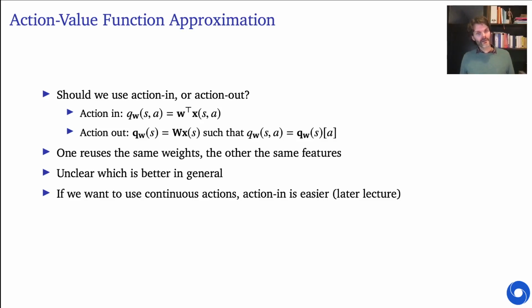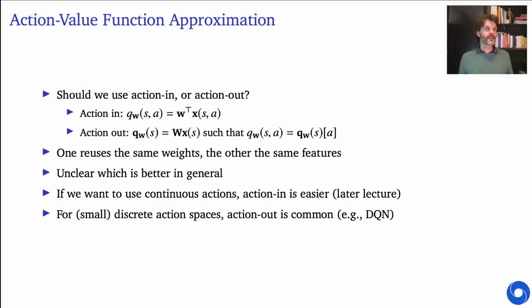You can do that by having an action in network, or there are other ways you could do that if you want to do something similar to an action out network, but we won't go into that here. I just wanted you to be aware of these choices, which are in some sense representation choices. We're picking our function class, and even if we restrict ourselves to a linear function class, it turns out there are already design decisions that you have to make, and these might matter for the performance of these algorithms.